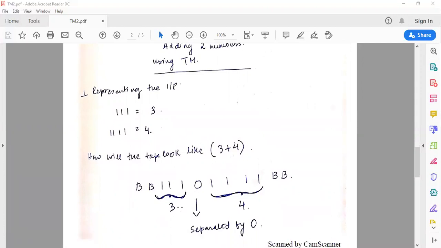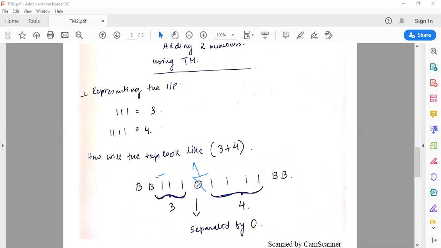Fine. Now coming to the approach, what should be the approach? The approach is quite simple. We'll start at this first one, and then move towards the right. Once we get this 0, we'll change this 0 to a 1. We're simply going to change the 0 to a 1.